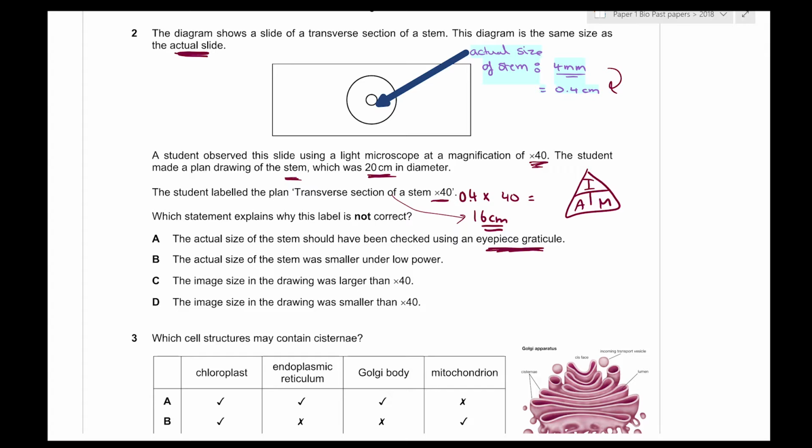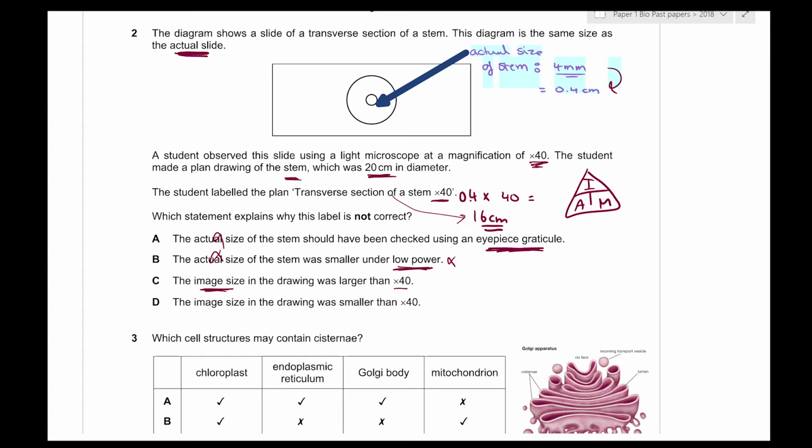For B, the actual size of the stem was smaller under low power. No, it was not smaller under low power. The magnification has nothing to do with it. See, the image size in the drawing was larger than 40. So here we're talking about the image size. Here it was incorrect because we were talking about the actual size. The image size in the drawing was larger than 40 magnification.